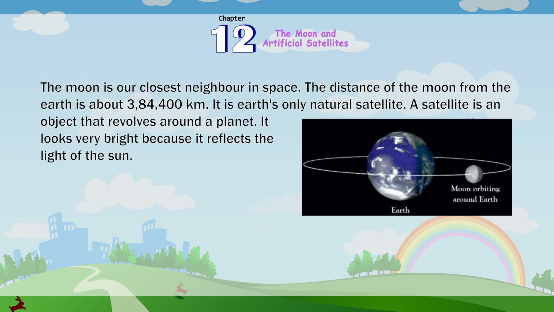The moon is our closest neighbor in space. The distance of the moon from the earth is about 384,400 kilometers. It is Earth's only natural satellite. A satellite is an object that revolves around a planet. It looks very bright because it reflects the light of the sun.